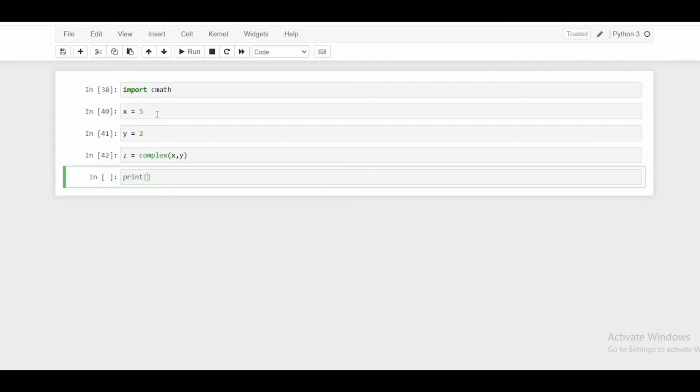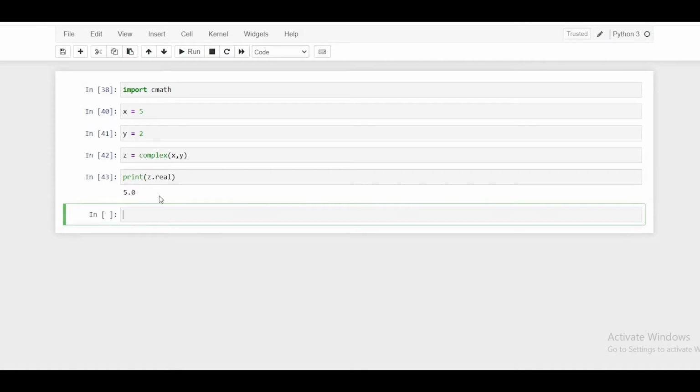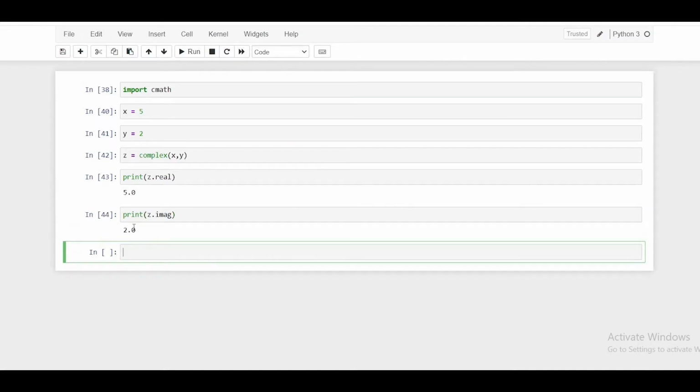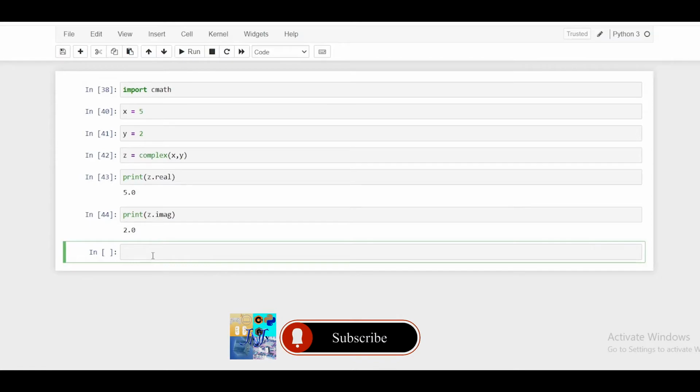Let's print z dot real, which prints out the real part of the complex number. Here, x comma y is represented in the form of x plus iy. So here the real part is 5, so it prints out 5. Next we are going to see how to print out the imaginary part. So print z dot imag. Here you can see that it prints out 2. In our case 2 is the imaginary part, so it prints out 2.